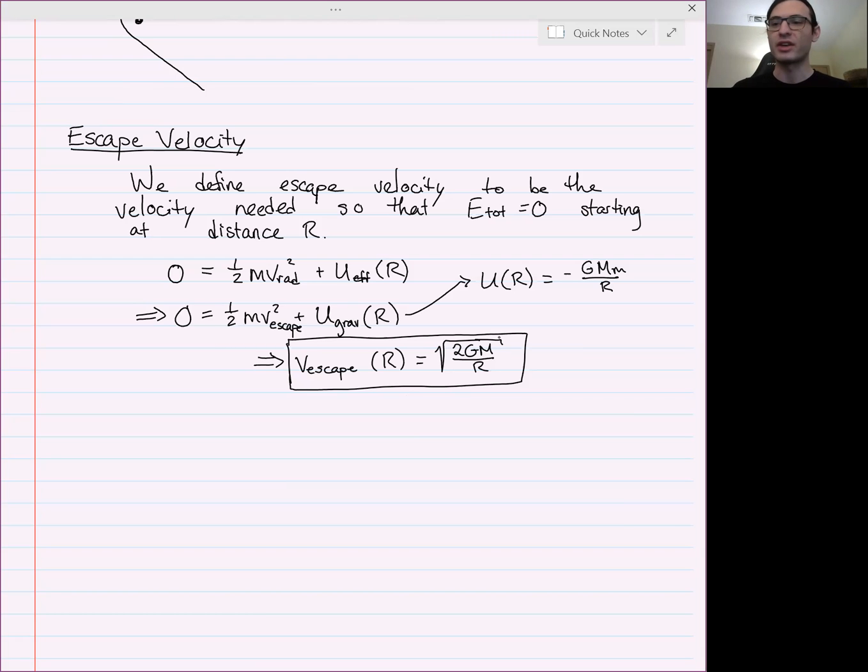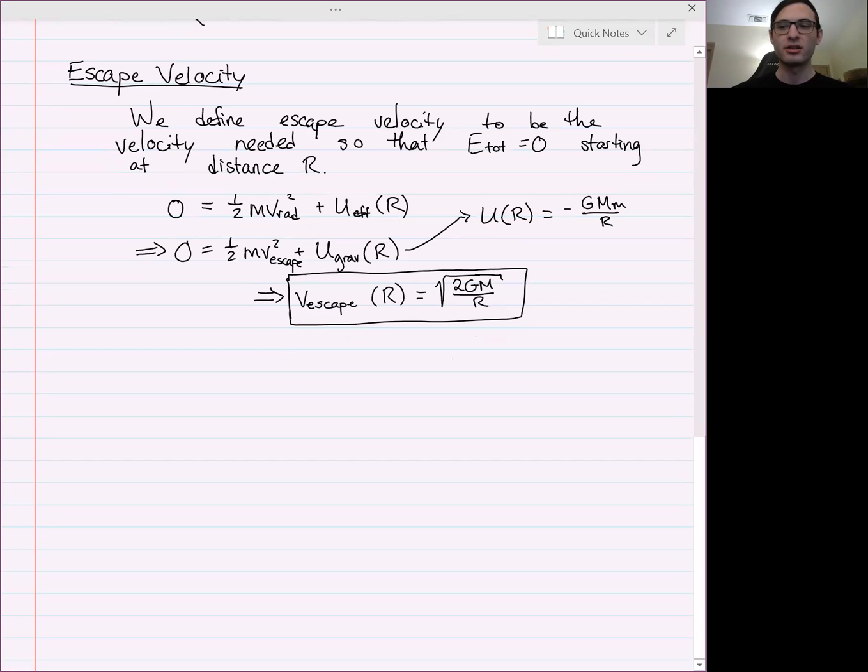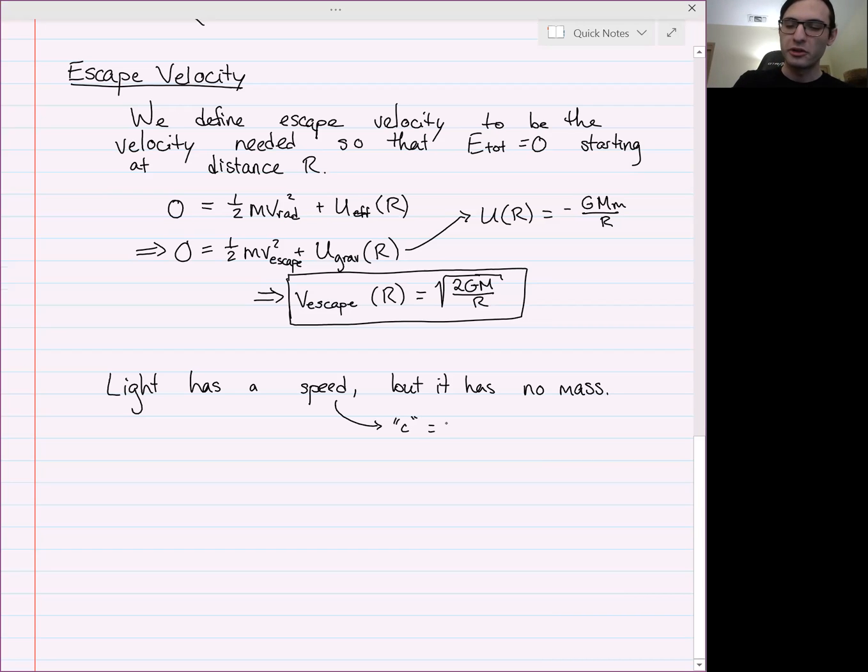Now, there is one cool consequence that we can learn from this formula, and that's that, well, we know that light has a speed, right? It has a fixed speed, in fact. But also, if you've dug around on the internet at all, you might know that it has no mass. Fortunately for us, by the way, this speed, often abbreviated by lowercase c, is equal to 3 times 10 to the 8 meters per second. Almost. It's off by a few thousandths of a percent, but it's basically that.